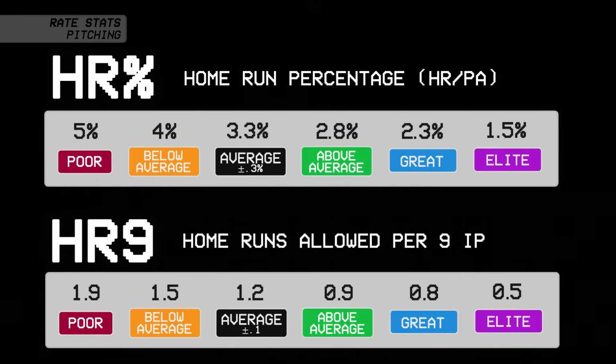Now here are the rates for home runs. Again, these have shot up quite a bit over the past few seasons. As pitchers are striking out more batters, hitters are hitting more home runs. So these ranges might be out of date by the time you watch this video.